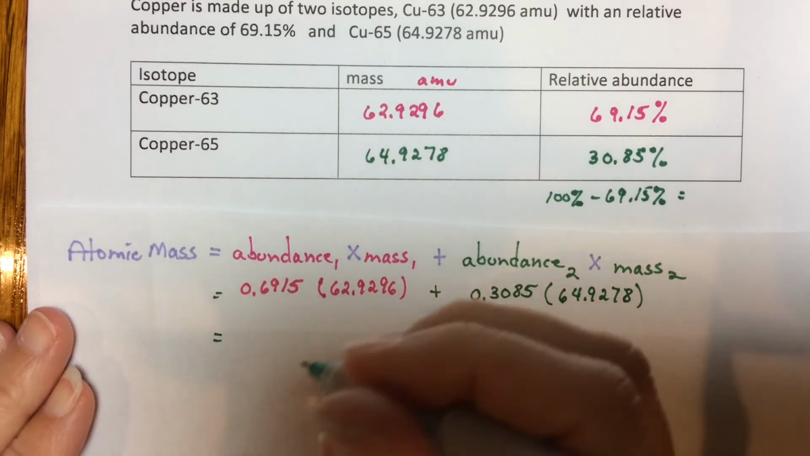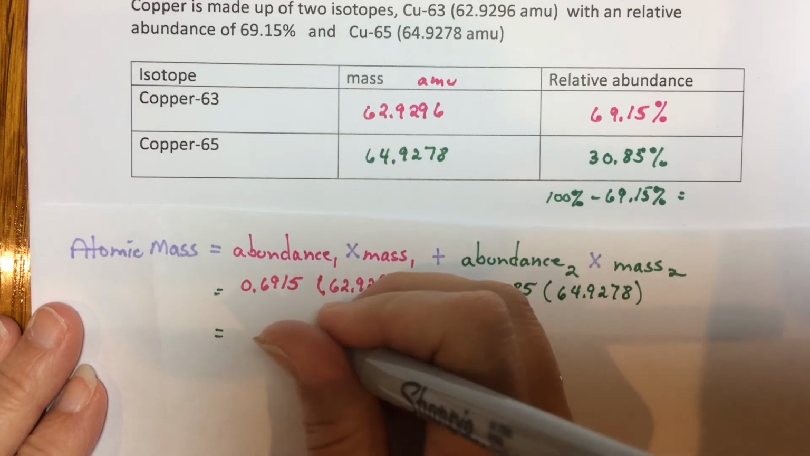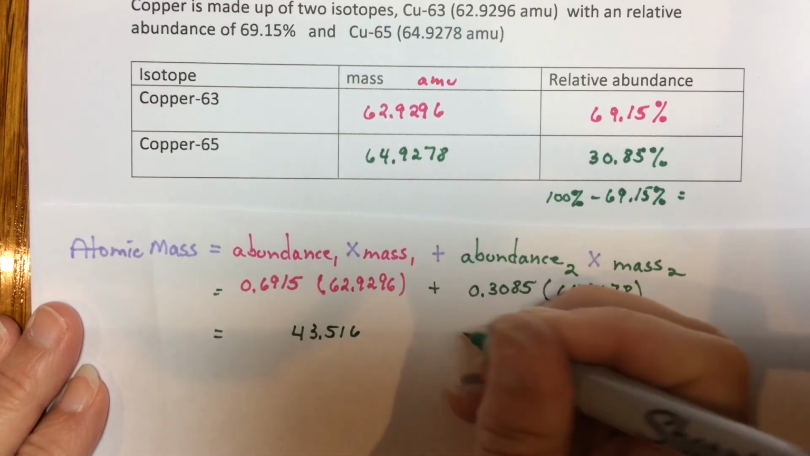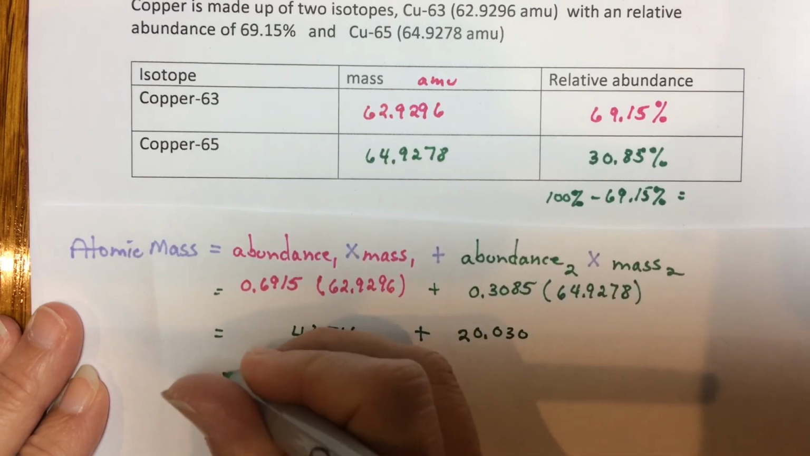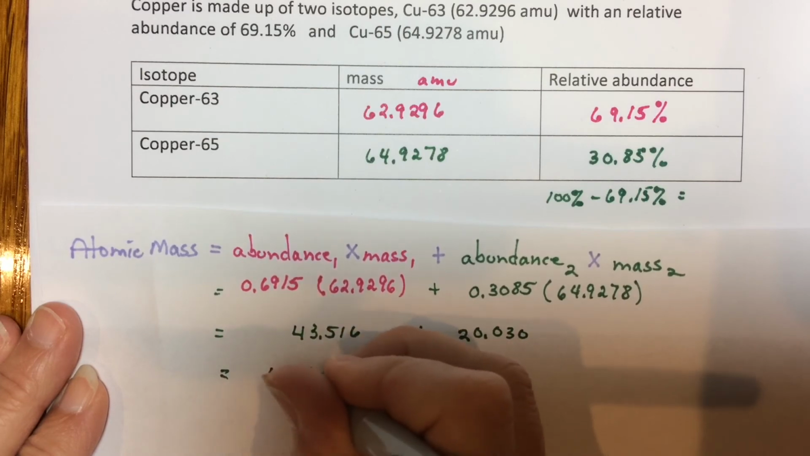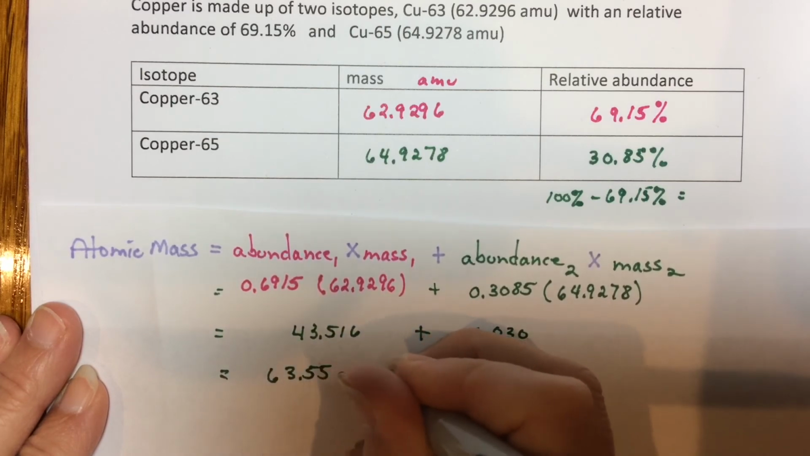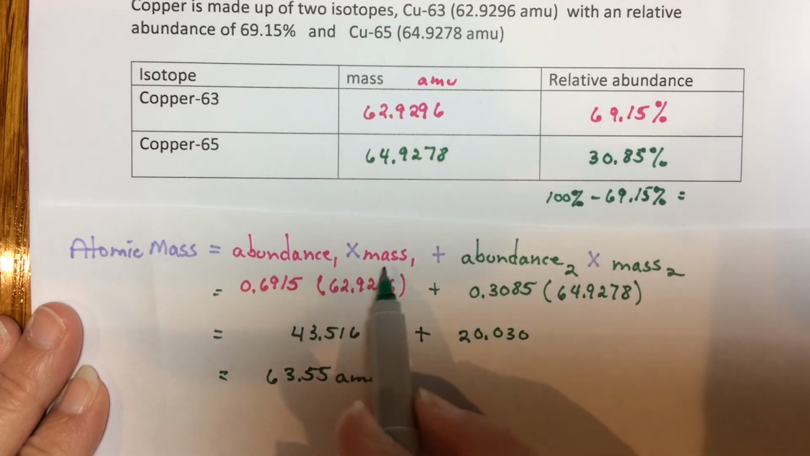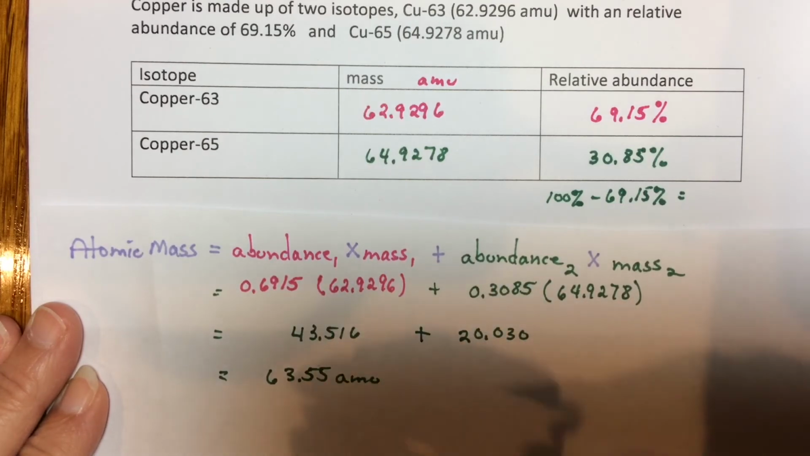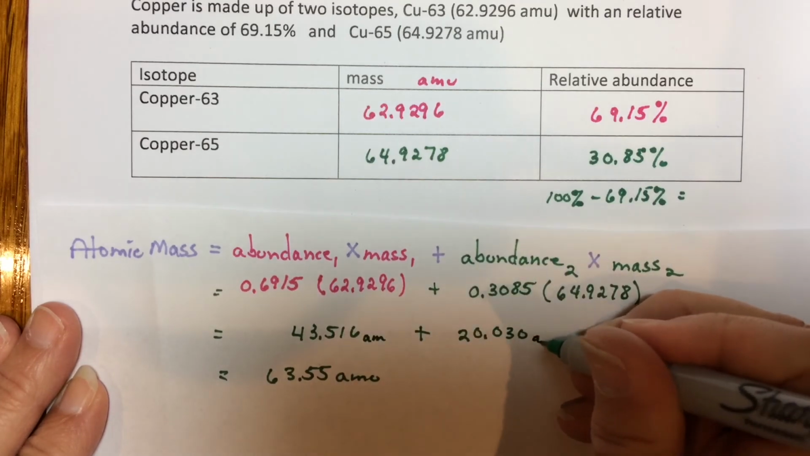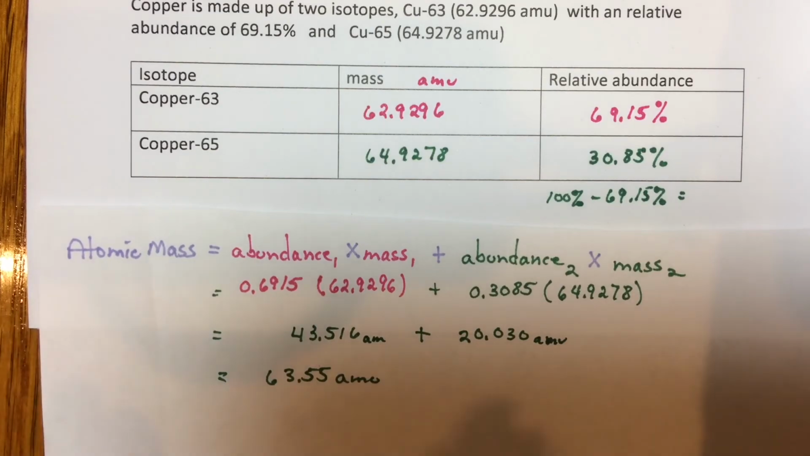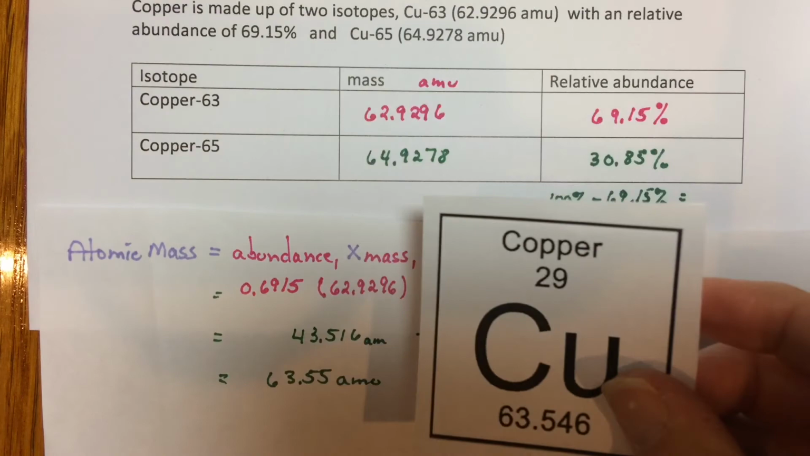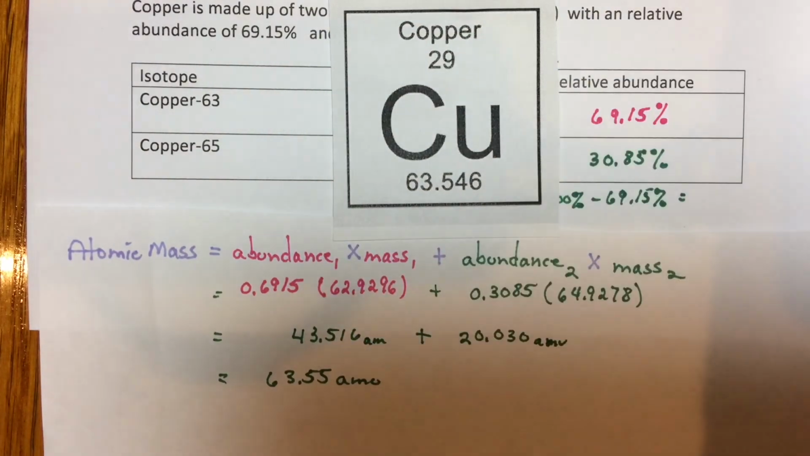And I will get 43.516 here plus 20.030. That will equal 63.55. This will be in AMU. I dropped my units, but this mass was in AMU, atomic mass unit. All right, and we'll see that that agrees with the mass that we find on the periodic table.